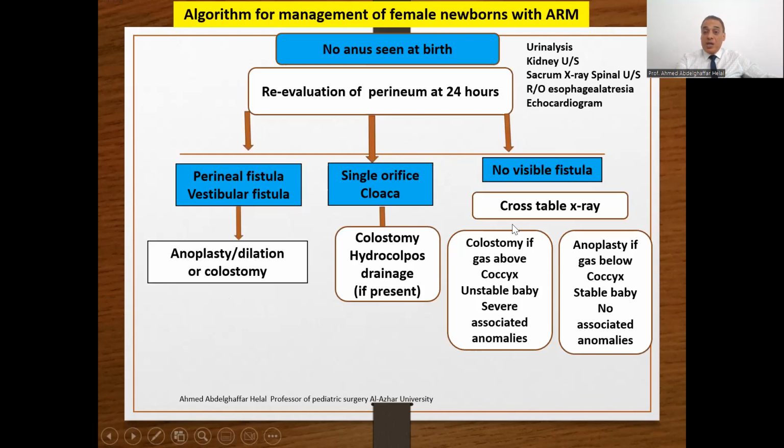hydrocolpus drainage if present. If there is no visible fistula, you will need to perform the cross-table X-ray: colostomy if the gas is above the coccyx or the baby is unstable with severe associated anomalies; anoplasty if the gas is below the coccyx, stable baby, no associated anomalies. This is a very important algorithm when dealing with a female newborn with anorectal malformation. It's very important to follow a structured algorithm when dealing with male or female with anorectal malformation.